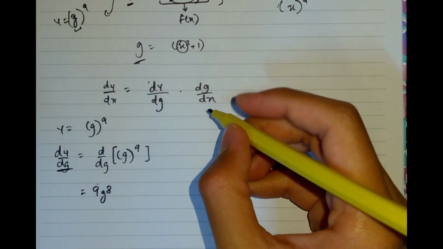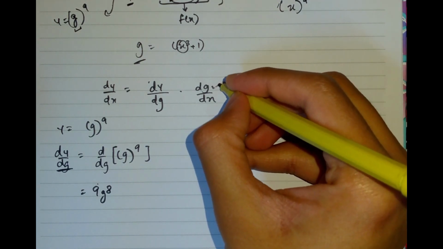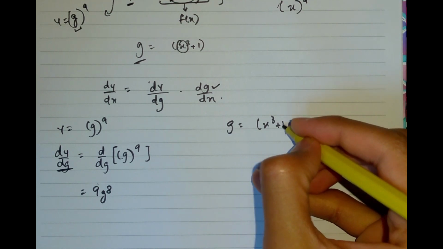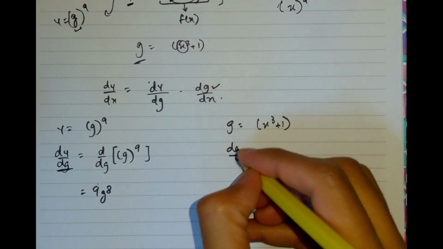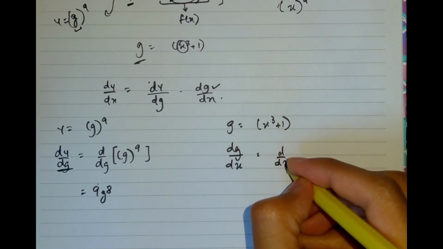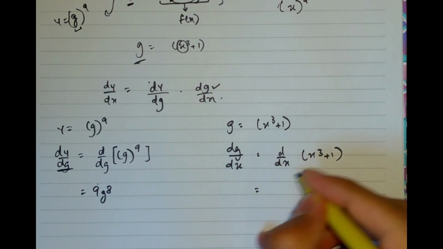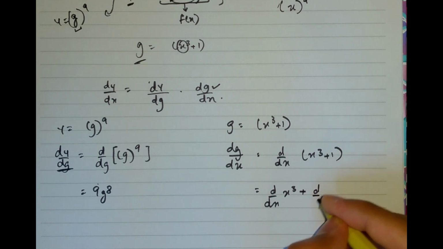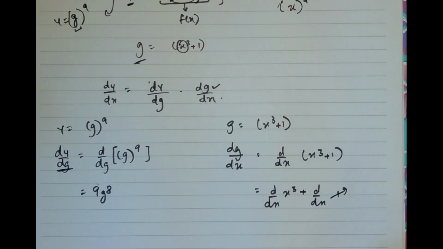Now, next we have to find the derivative of g with respect to x. So g is equal to x cubed plus 1. So we have d by dx of (x cubed plus 1). We can simply write it as d by dx of x cubed plus d by dx of 1. This is a constant, so the derivative of any constant is 0, and over here we have 3x squared. So this is dg by dx.